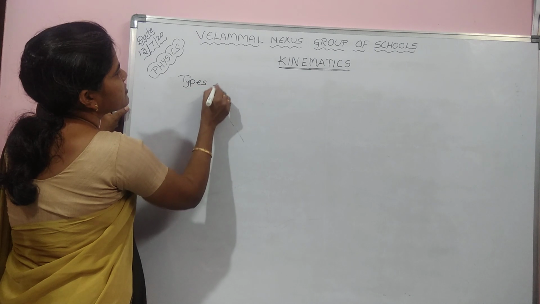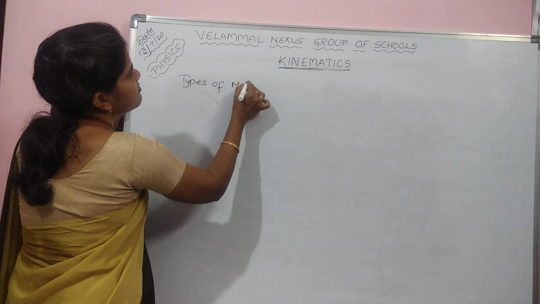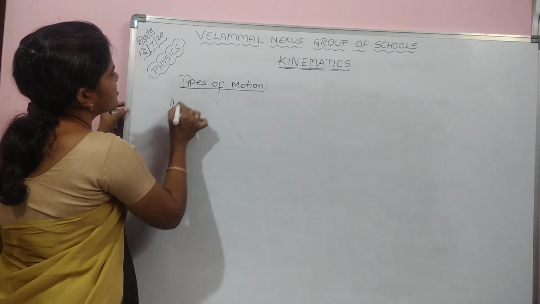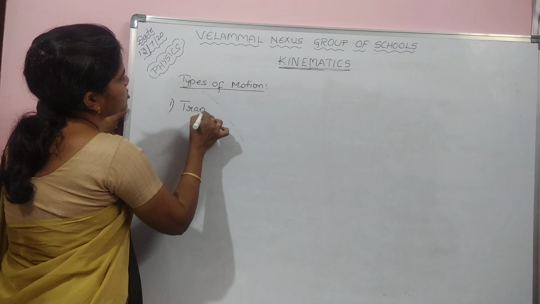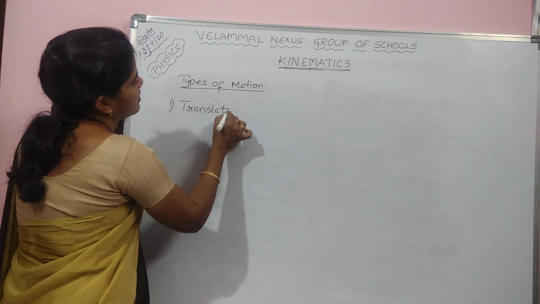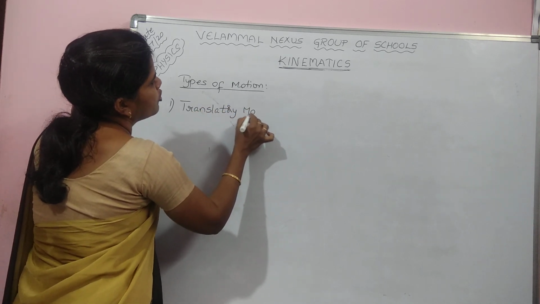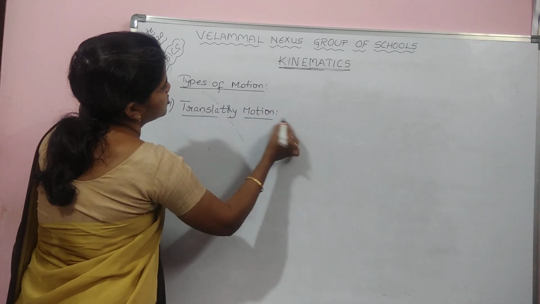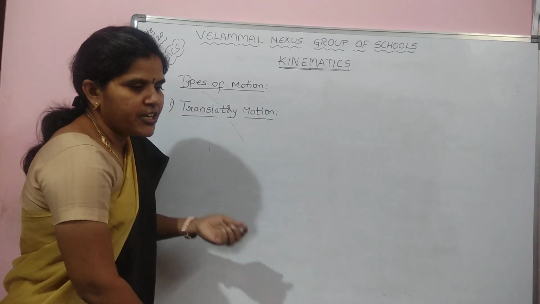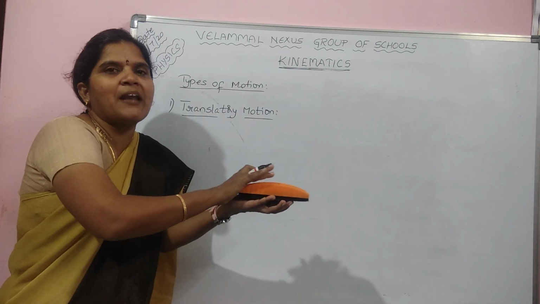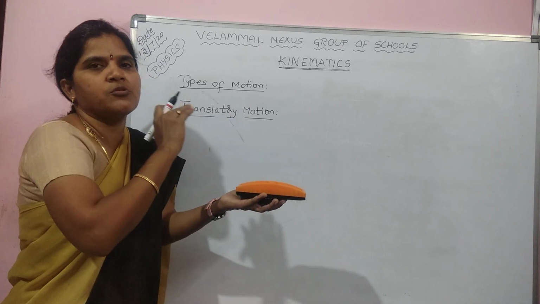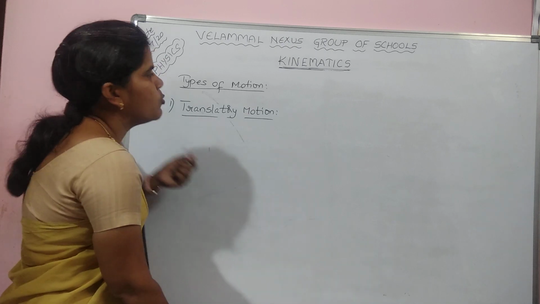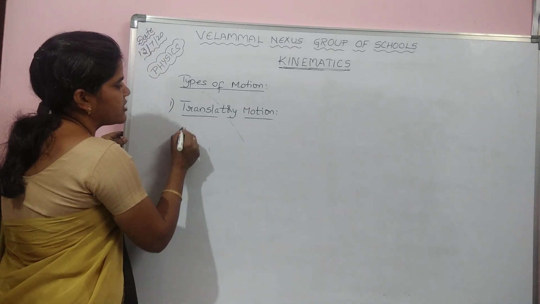Types of motion. What types of motion do we have, children? The very first type is translatory motion. If a body moves as a whole when a force is applied, every point of the body moves as a whole, then such a motion is known as translatory motion, which is divided into rectilinear motion and curvilinear motion.